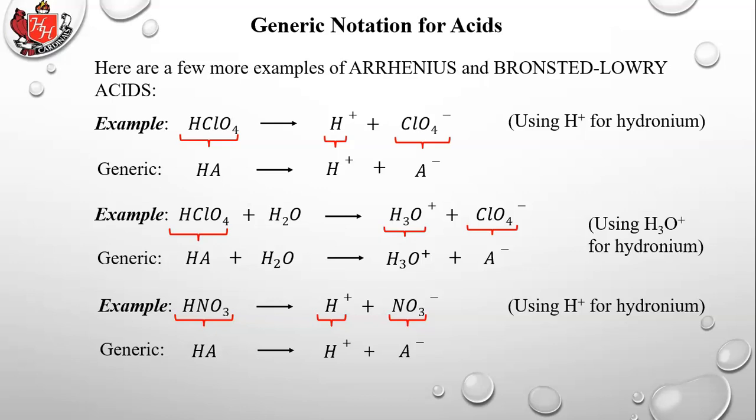So again, there are literally tens of thousands of acids, and you can't know all of them. So if you just know something is an acid, what it means is that the proton, the H plus, is going to break off, and it's going to leave some other part of the molecule behind, and that other part of the molecule is represented by the A.